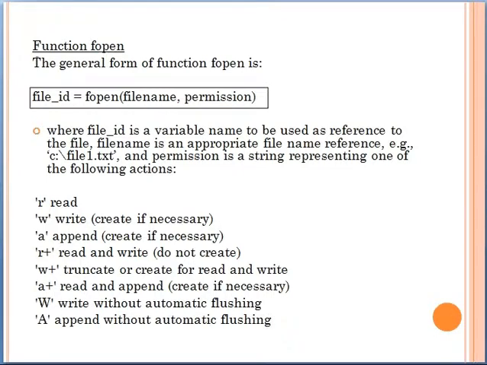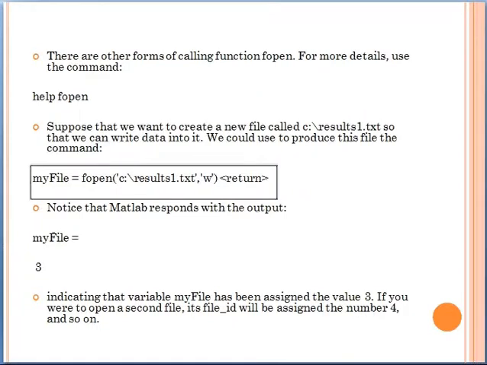In place of permission, one of the following actions can be used, such as r for read and w for write. If you type r in place of permission, that file will be used only for reading. Similarly, w is for write only, create if necessary, a is for append, and r+ means read and write, but do not create. Similarly, other options are there. For more details on the fopen function, use the command help fopen. You will get many details about it.